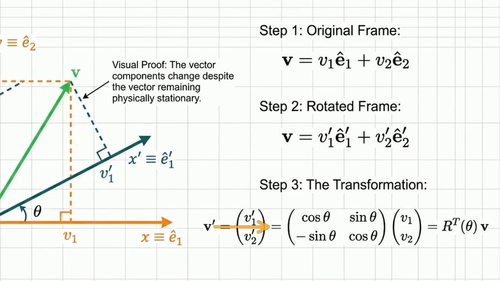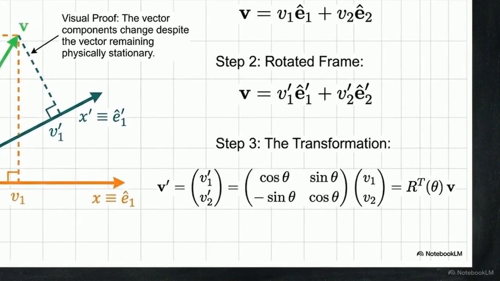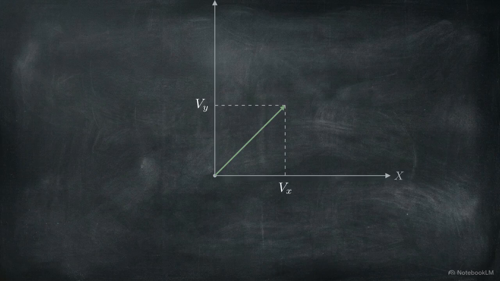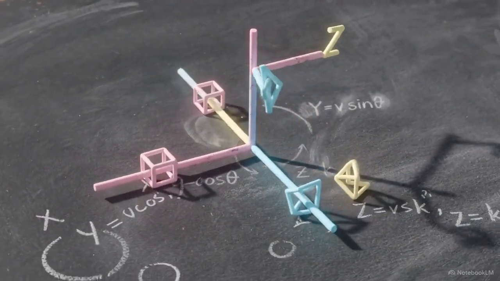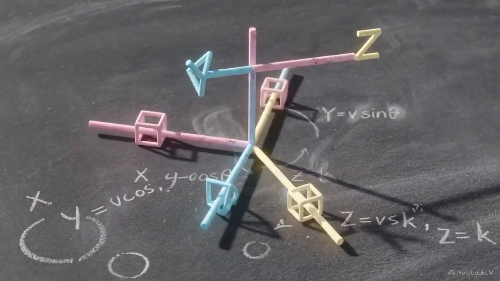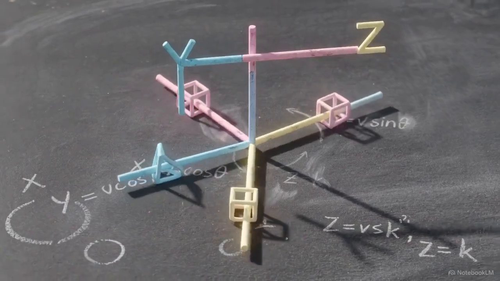We calculate these new components using the transformation matrix at the bottom right, which uses the sine and cosine of our rotation angle to bridge the two frames. This 2D geometric rule provides the mathematical foundation for translating complex three-dimensional properties. For any model to be physically accurate, it must follow these geometric transformation rules whenever the coordinate frame rotates.